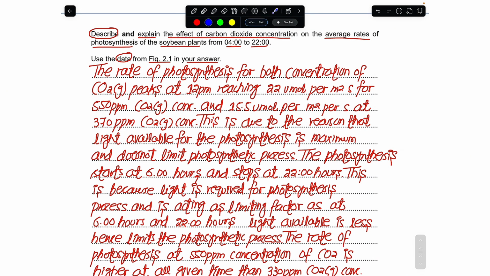As I have said, the rate of photosynthesis for both concentrations of CO2 peaks at 12 p.m., reaching 22 micromole per meter square per second for 550 parts per million CO2 concentration and 15.5 micromole per meter square per second at 370 parts per million carbon dioxide concentration. This is the description. And the explanation is that at this part of the day, which is 12 p.m., the light available for photosynthesis is maximum and it would not limit the photosynthetic process.